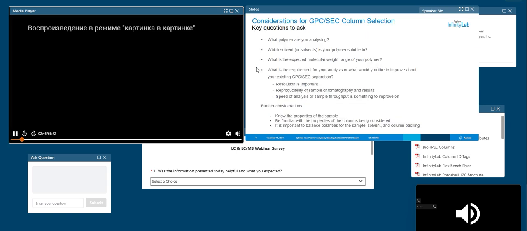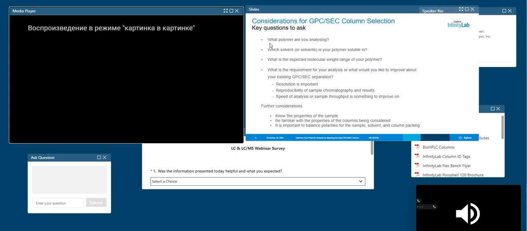So when we need to select a GPC or SEC column for our samples, what are the steps that we need to take when we're looking to select our column? There are a number of key questions we should ask. What polymer are you analyzing? Which solvent or solvents is your polymer soluble in? What is the expected molecular weight range of your polymer? And what's the requirement for the analysis, or what would you like to improve on for your existing GPC-SEC application?